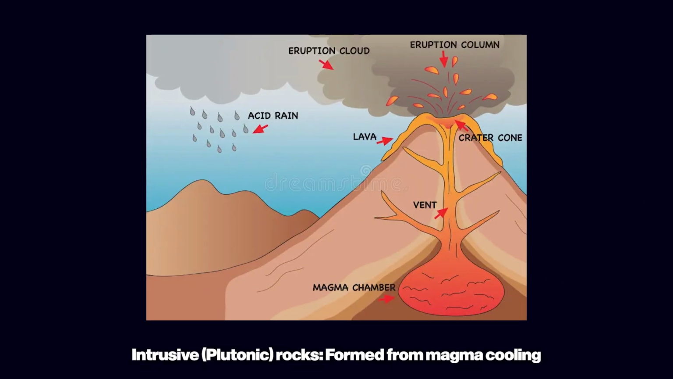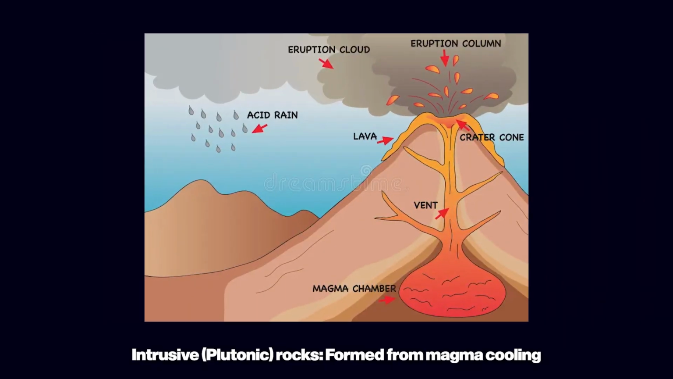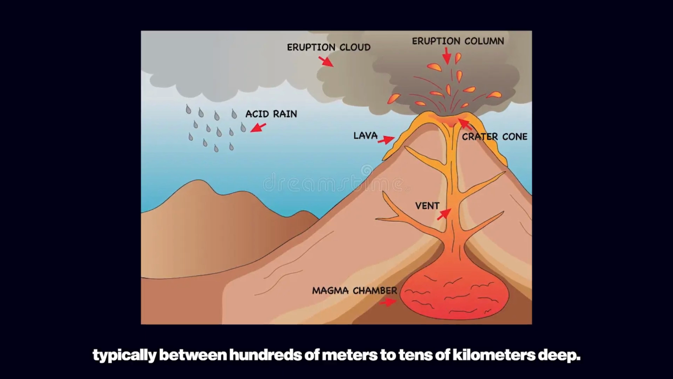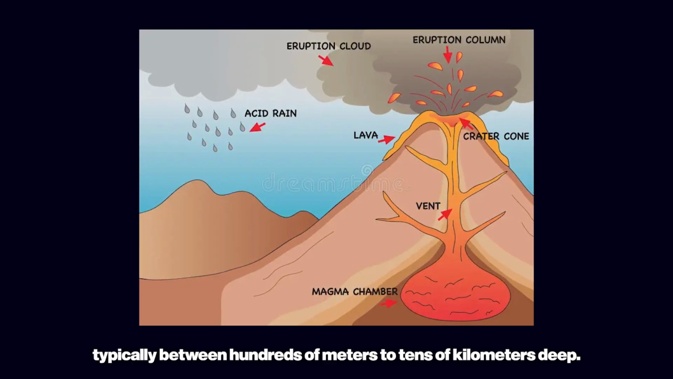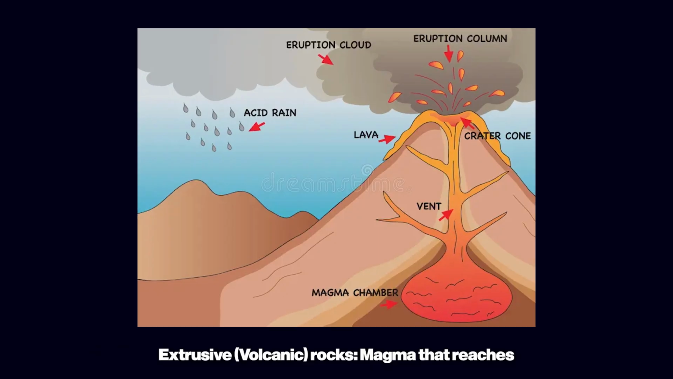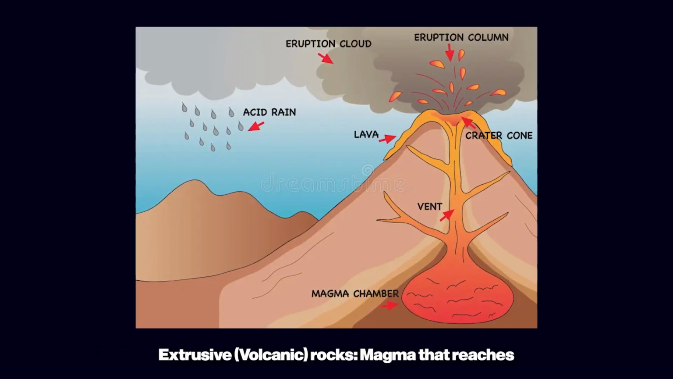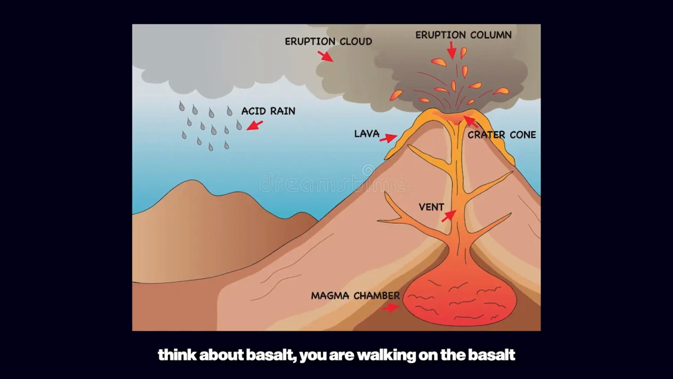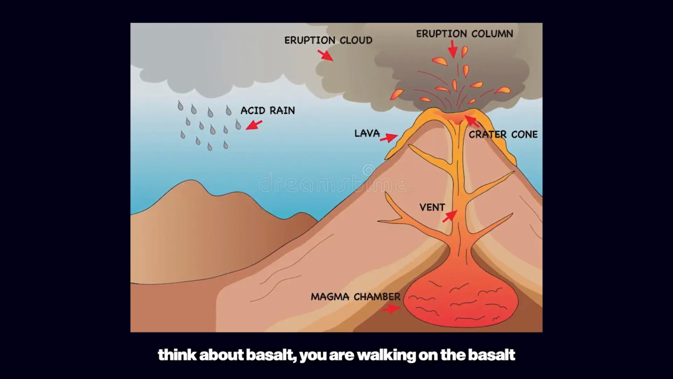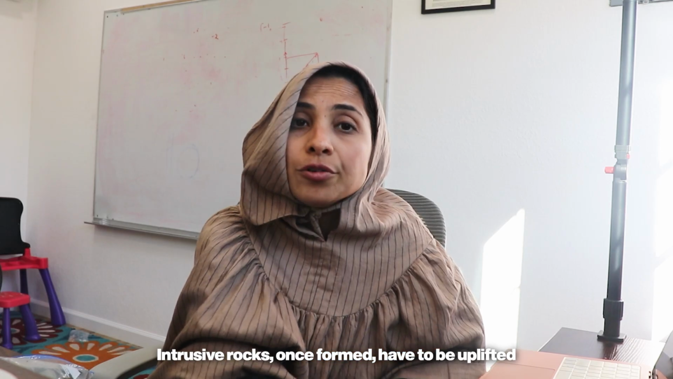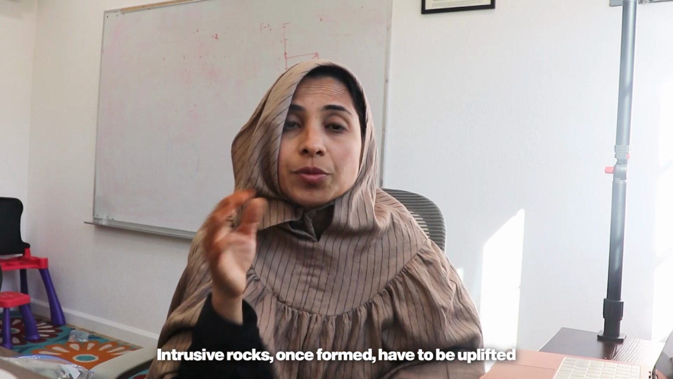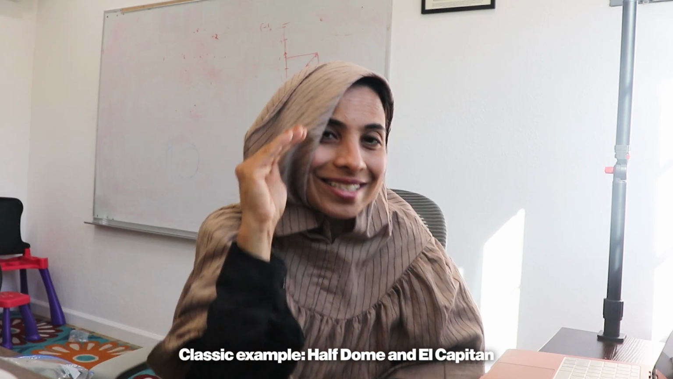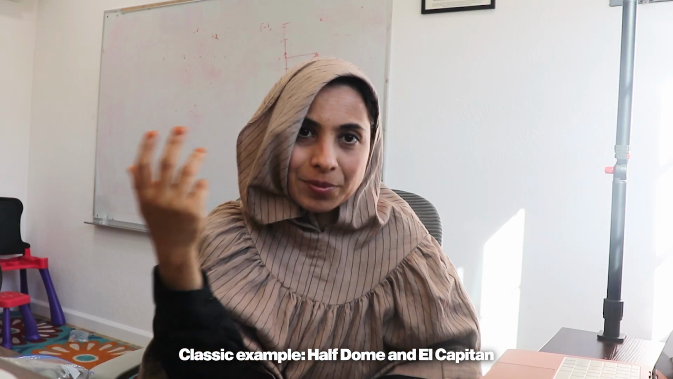Intrusive rocks, which are plutonic rocks, are formed from magma cooling within the crust over thousands to millions of years, typically between hundreds of meters to tens of kilometers deep. Then you have your extrusive igneous rocks, volcanic rocks, that's magma that reaches the surface and cools. Think about Hawaii basalt, you're walking on the basalt, that's extrusive igneous rock. Intrusive rocks, once formed, have to be uplifted and exposed by erosion for us to see them at the surface. Classic example, Half Dome and El Capitan.